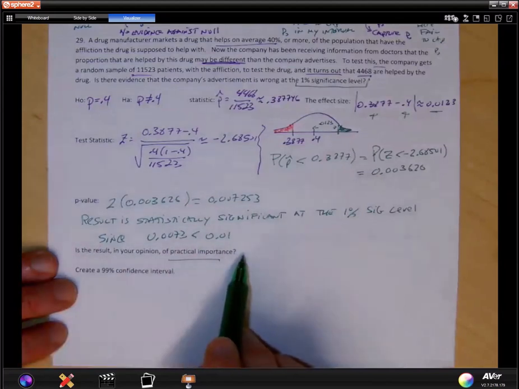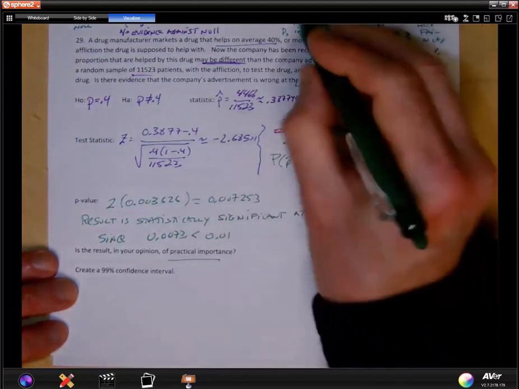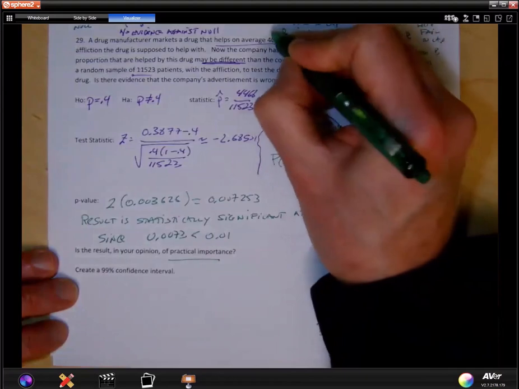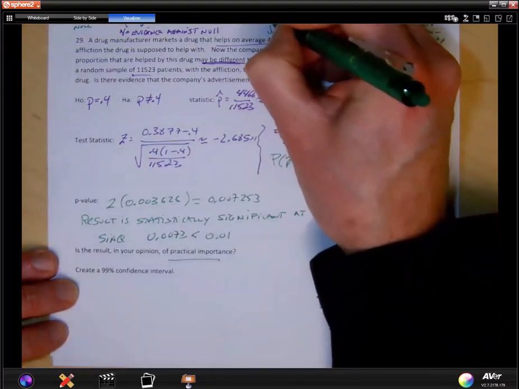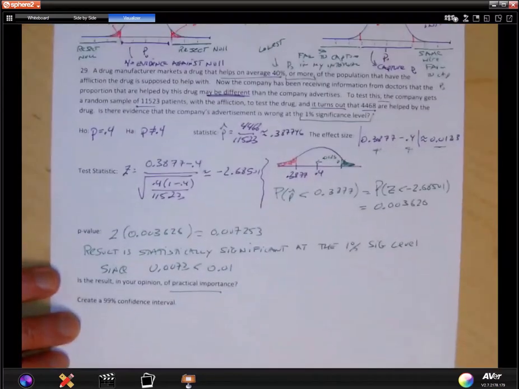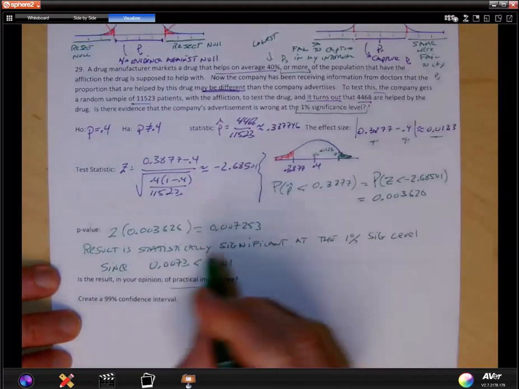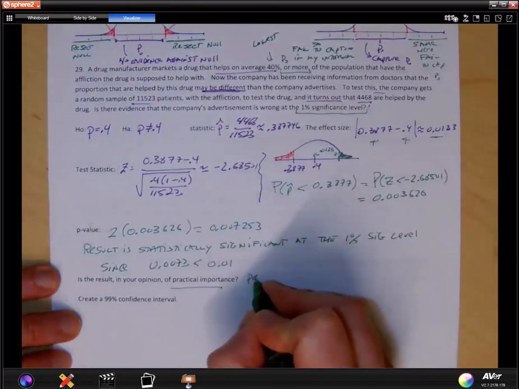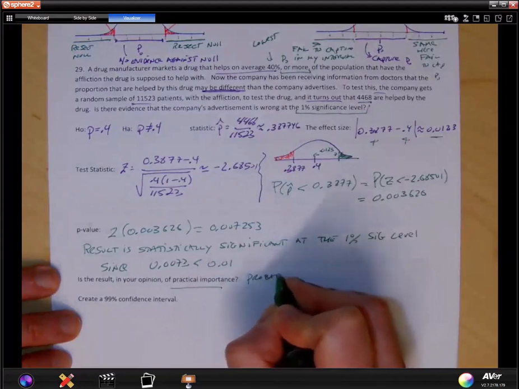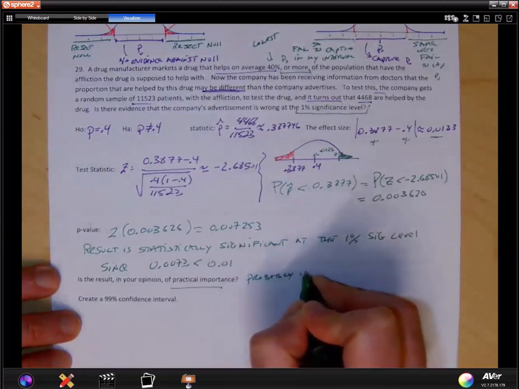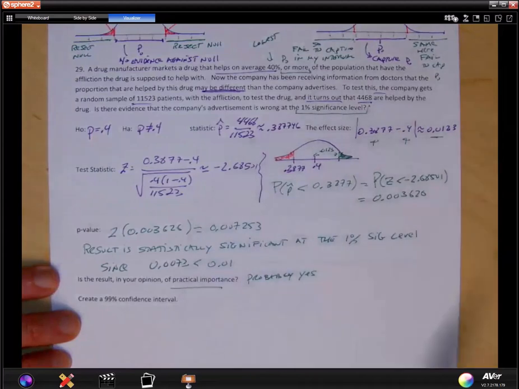I think it might be, because they say, look, it's 40% or more. So 40% would be the lowest, right? Maybe that's the way of thinking about this. This is the lowest possible value. But now it turned out that it could be even lower than that. So yeah, I'm going to say this is of practical importance. Probably yes. But again, this is just a personal thing.